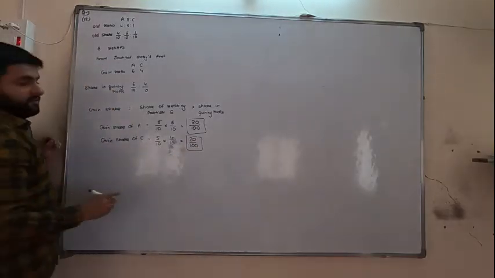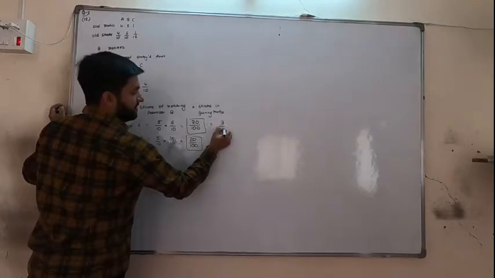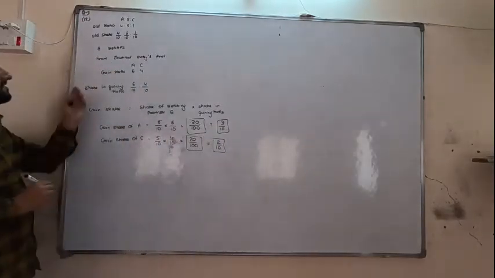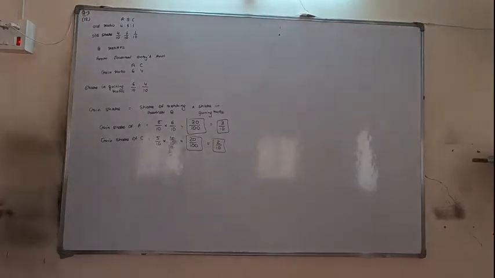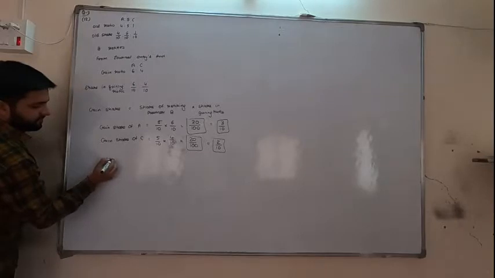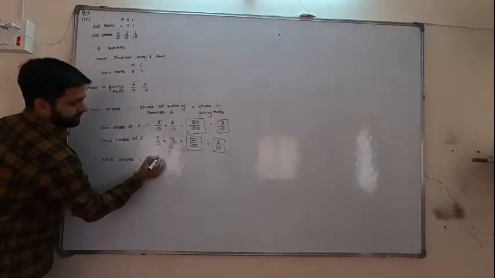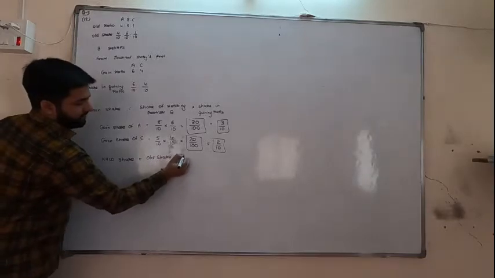And if you want, we can write it as 3/10 and 2/10. The reason is we have to add these shares to the old share, so it will be easy for us. So 3/10, 2/10. Now new share is equal to old share plus gain.